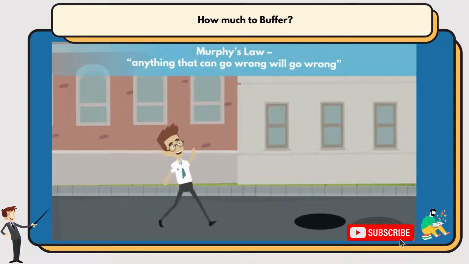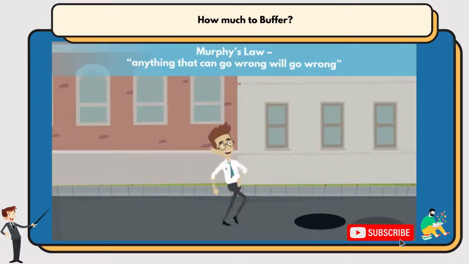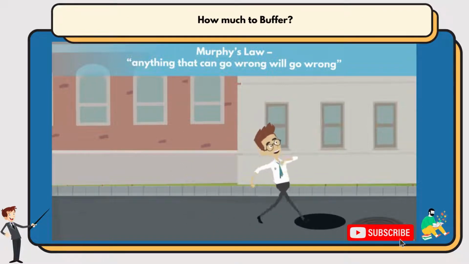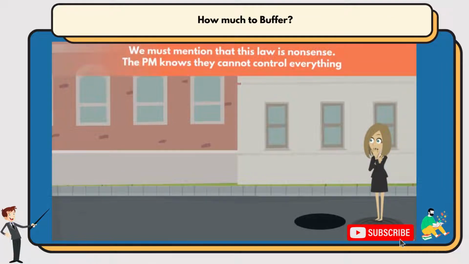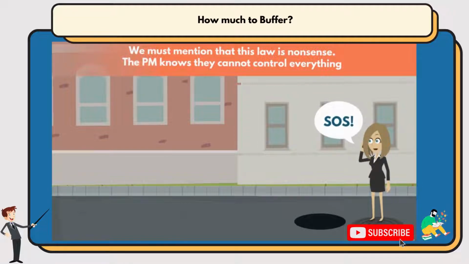One final thing to note on the topic of planning a timeline. A good project manager won't forget Murphy's Law. Anything that can go wrong, will go wrong. Of course, because we are serious people, we must mention that this law is nonsense. Nonetheless, the project manager knows they cannot control everything, and they must structure their project in a way where unpreventable events will cause the least amount of damage.